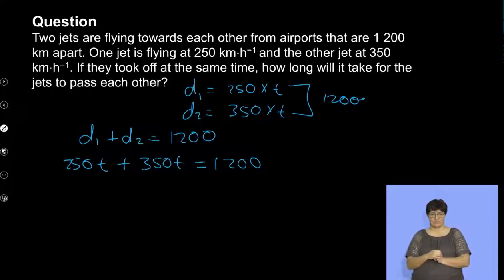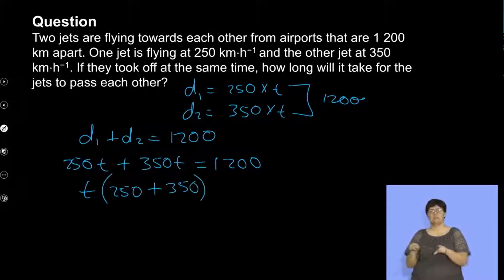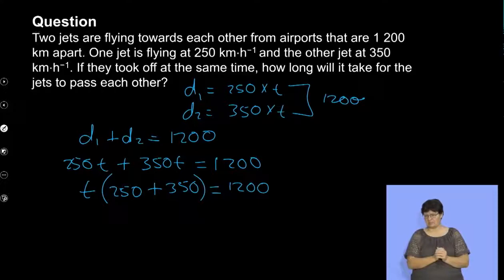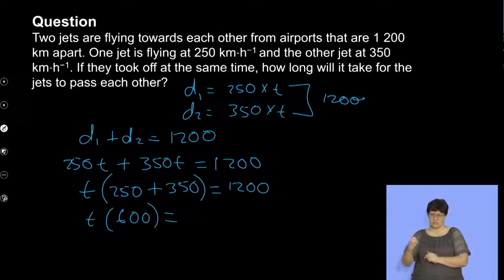Now, this is just basic algebra, right? I must take out a common factor on the left-hand side, and that will be T into 250 plus 350. By the way, you can just do this also by adding the two numbers, 250 plus 350, which is 600. So this will be T into 600 is equal to 1,200. And then lastly, I will know that my T will be equal to 2.